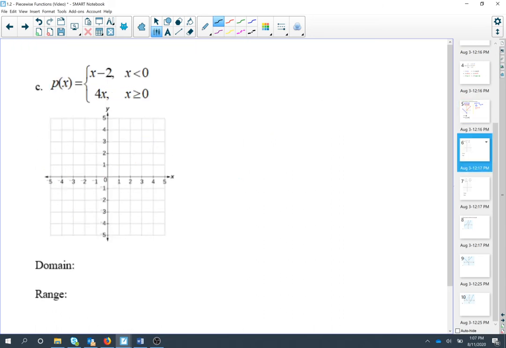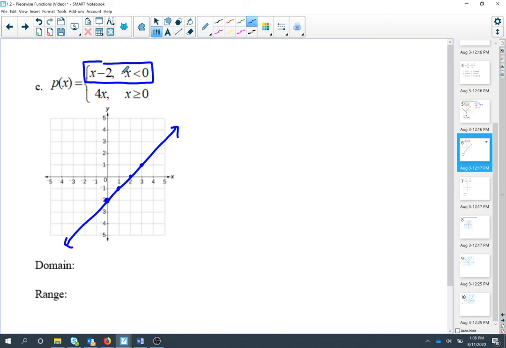Next example, I'm going to move a little bit faster. This is letter C. P of x equals x minus 2 when x is less than 0, and 4x when x is greater than or equal to 0. So once again, I'm going to start with this function. My y-intercept is -2. I'm going to put a dot on -2. My slope is 1, so I'm going to rise 1, run 1, rise 1, run 1, rise 1, run 1, and then draw a line.